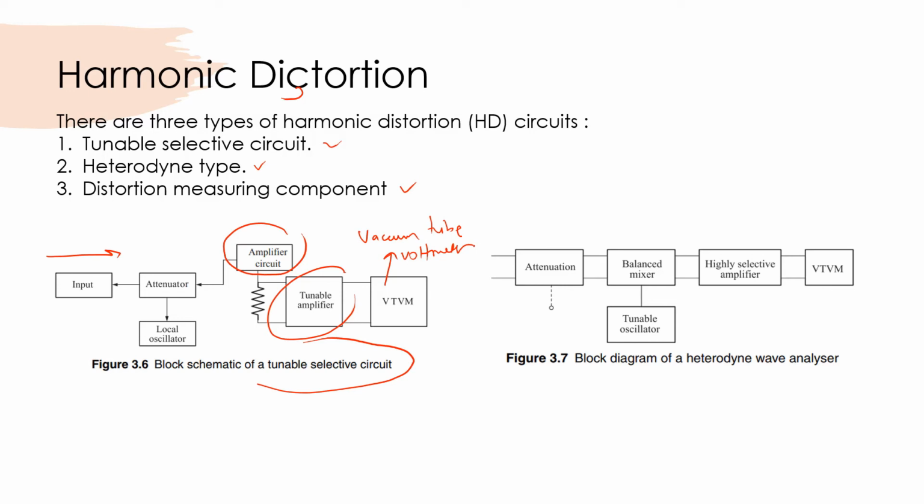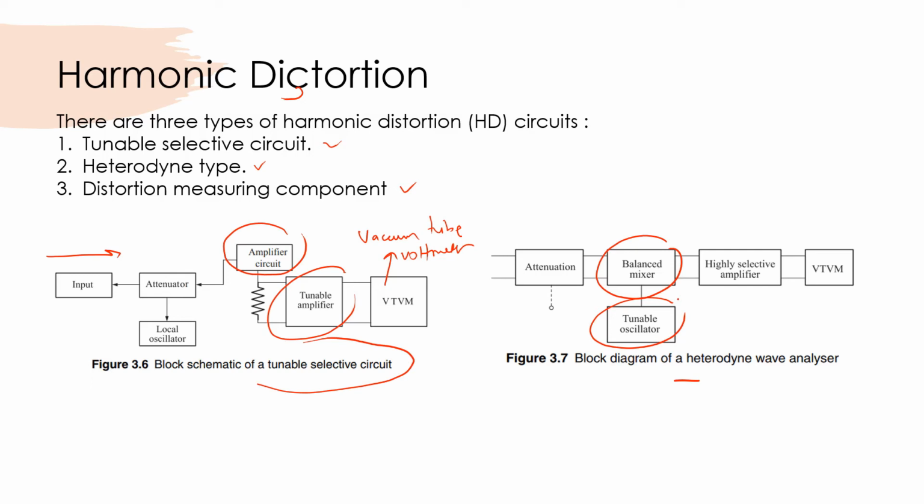And then the second option for harmonic distortion is the heterodyne wave analyzer. We can see here, after the input comes to the attenuator, we have the balanced mixer here, and also we have a tunable oscillator to tune to the frequency of interest. And then after the mixer, we get the IF frequency or another frequency coming to a highly selective amplifier, and then coming to the vacuum tube voltmeter.